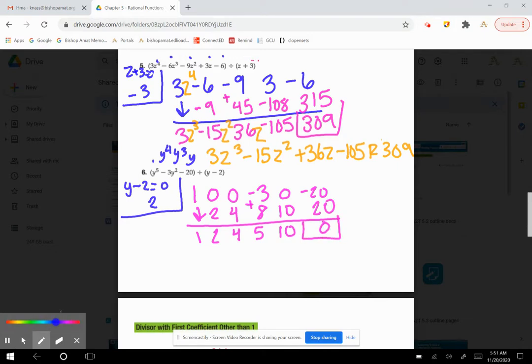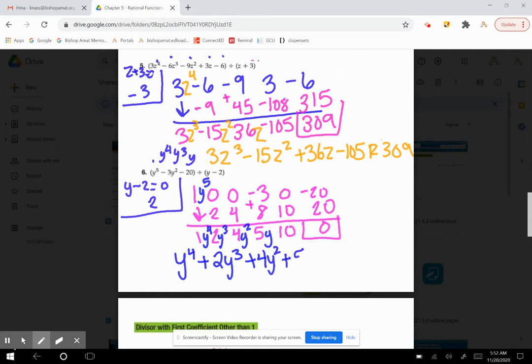Let's figure out what our answer is. We started with y to the 5th. So this is y to the 4th, y cubed, y squared, y, and then just 10. So our answer: y to the 4th plus 2y cubed plus 4y squared plus 5y plus 10. Remainder 0. You don't have to write the remainder if it's a 0.